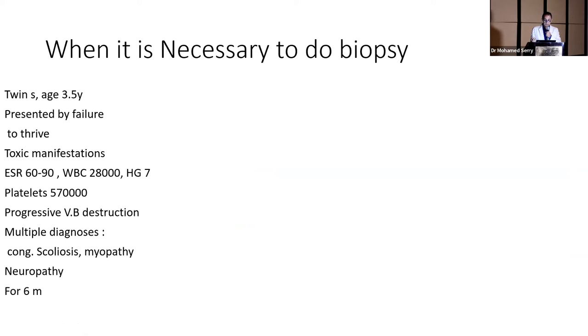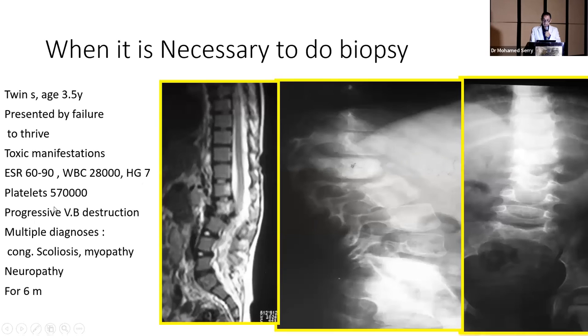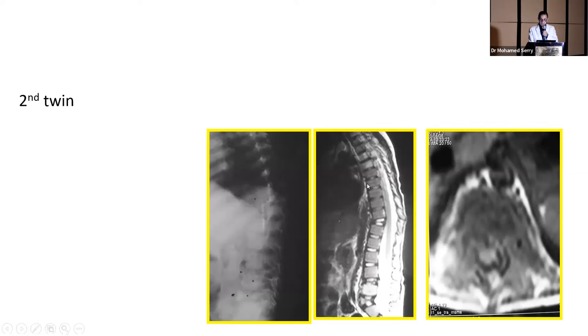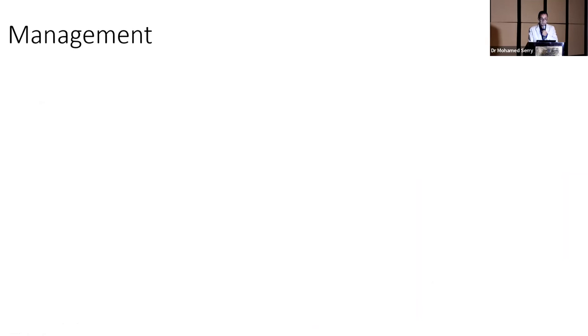I will present twin cases of spinal infection that were suggested to be a tumor. These twin patients presented at the age of 3.5 years with failure to thrive and toxic manifestations, elevated ESR, white blood cell count and platelets, with severe anemia. The first twin had progressive vertebral body destruction till it reached this picture, complete loss of the vertebral body due to affection of the growth plate of the affected body. Only the posterior elements remain. It was diagnosed at this stage, and treated, as congenital scoliosis, myopathy, neuropathy. And the second twin, the same picture, multiple affection with destruction of the body involving the anterior and paradiscal area, with paraspinal soft tissue extension. What to do?